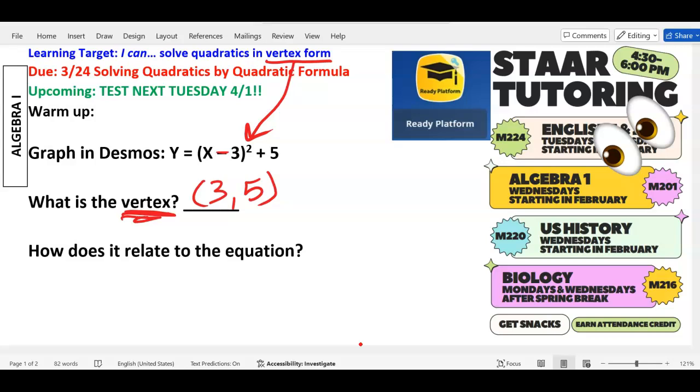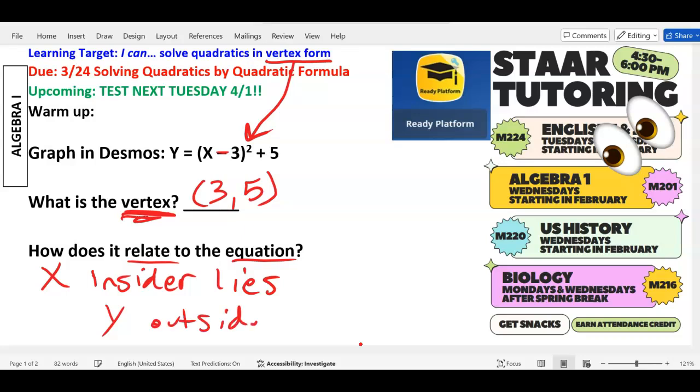Do you remember me saying insiders lie? Inside parentheses next to x is a lie. So how does it relate to the equation? The x, insider lies. The y is outside. That's it. Now, we got some quick notes on vertex form.